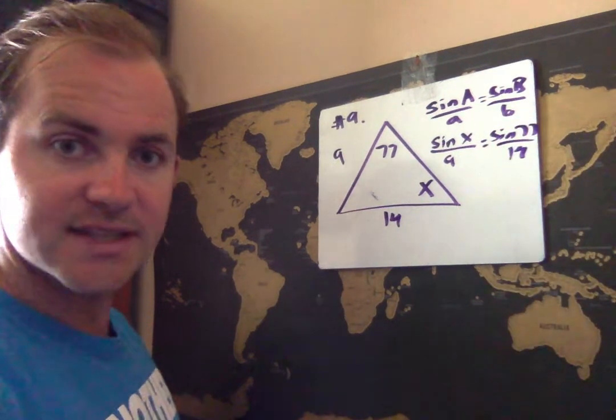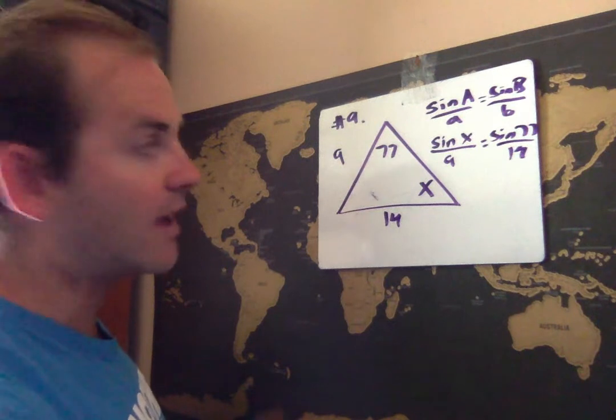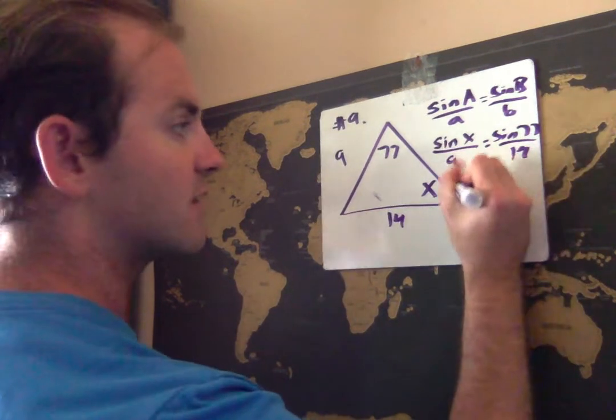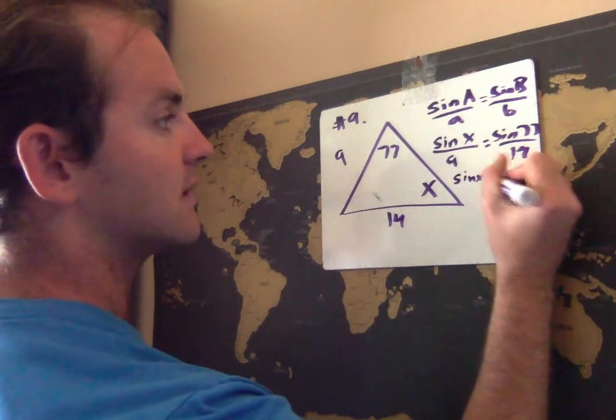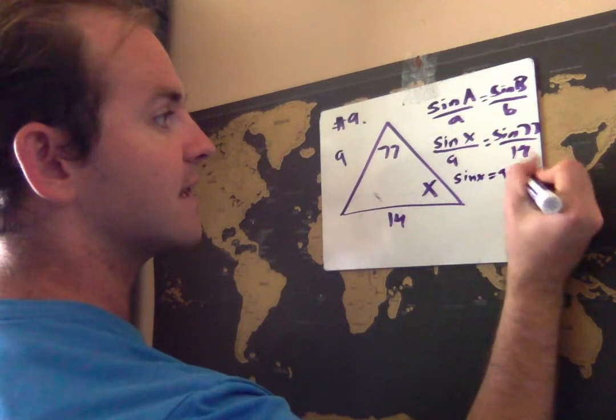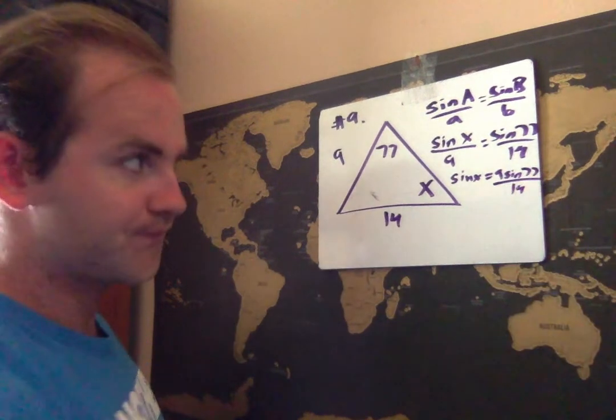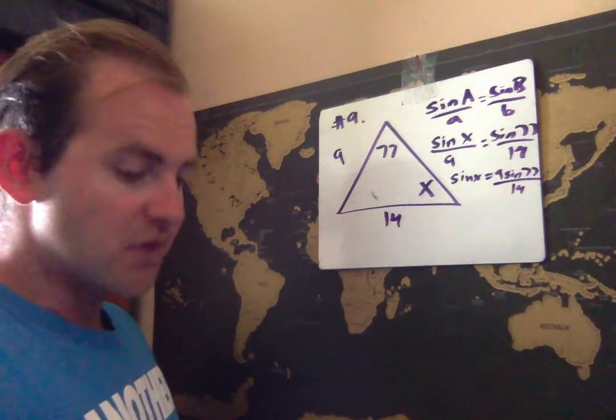My question to you is, how do I get the sine x by itself? How do I get rid of a divided 9? Well, I would multiply both sides by 9. And so I get this. So sine x equals 9 sine 77 over 14. Okay, so far so good.